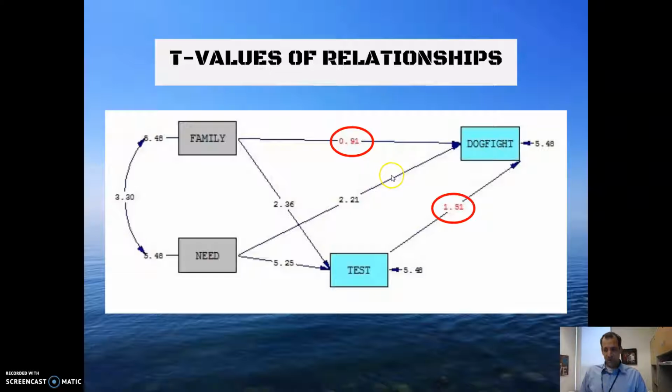So maybe one or both of these should be eliminated. But since this one is quite a bit lower, we'll start with this one for now. Because you don't want to eliminate a bunch of relationships all at once. You want to do it one at a time so that you can assess the effect that eliminating one is going to have.